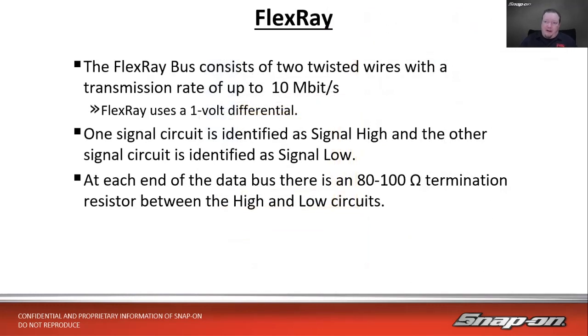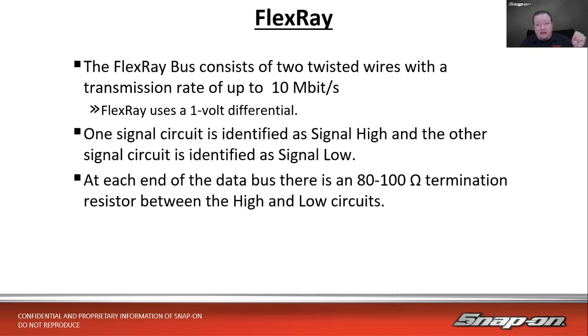All right, and then there's FlexRay. FlexRay has actually been around for quite some time as well, mainly used in European cars. But the FlexRay bus consists of two twisted wires with a transmission rate of up to 10 megabits per second. So that is the fastest by far out of any of the networks we talked about today.